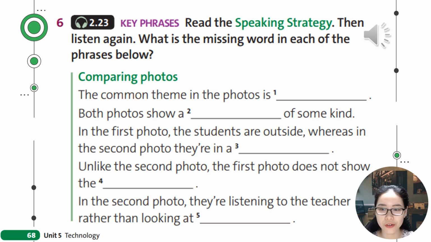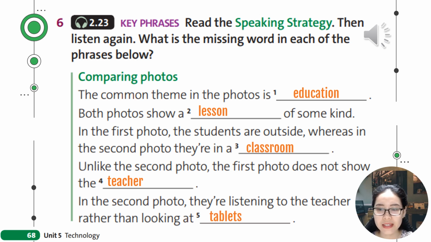So, the answer for number 1 is, the common theme in the photos is education. And both photos show a lesson of some kind. In the first photo, the students are outside, whereas in the second photo, they are in a classroom. Unlike the second photo, the first one does not show the teacher. In the second photo, they are listening to the teacher rather than looking at tablets.